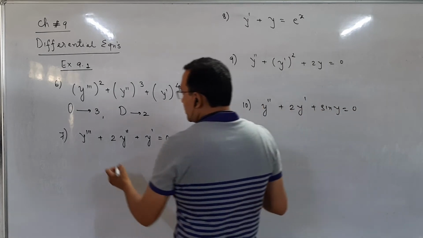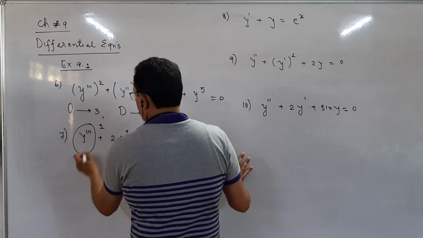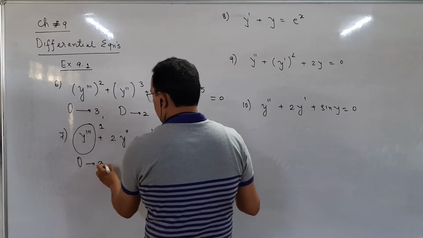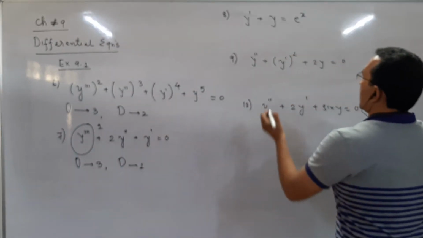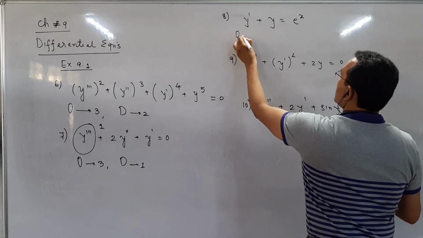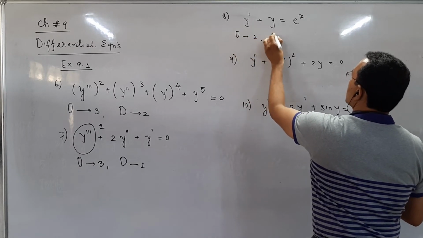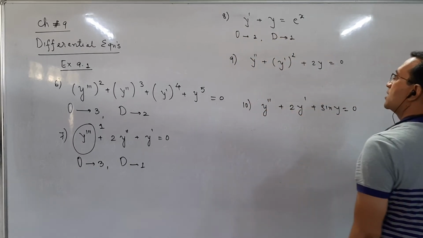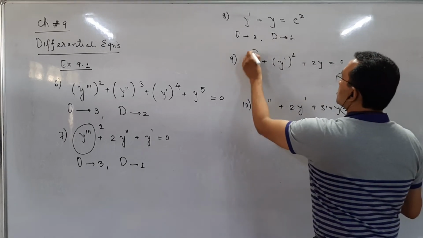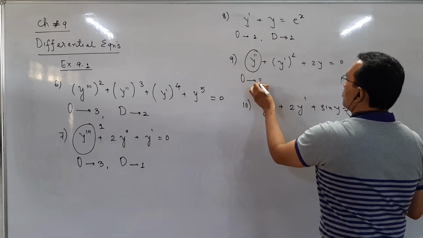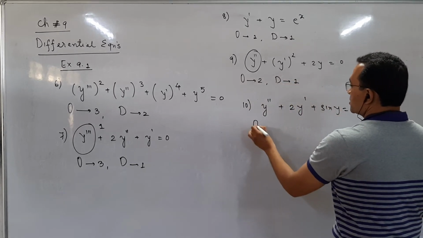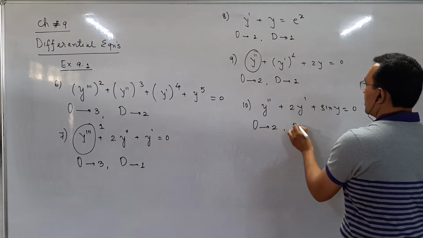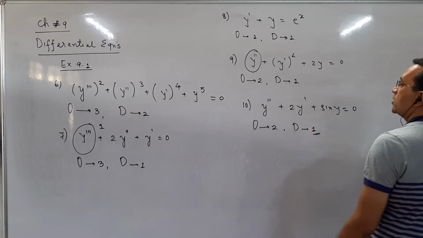Here, the highest order derivative is 3 and its power is 1. So order is 3 and degree is 1. Here, the highest order derivative is dy by dx. So order 1 and its power is 1. So degree 1. Here, the highest order derivative is 2. So order 2 and its power is 1. So degree 1. Here, the highest order derivative is 2 and its degree is 1.